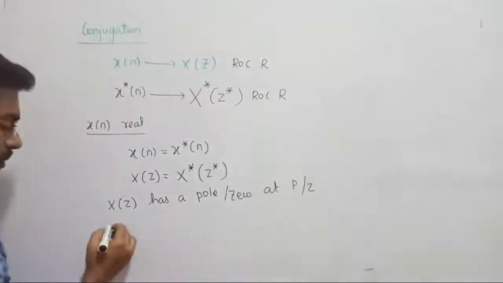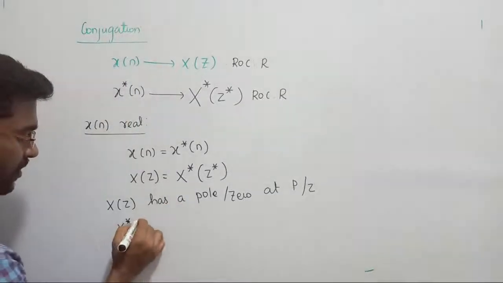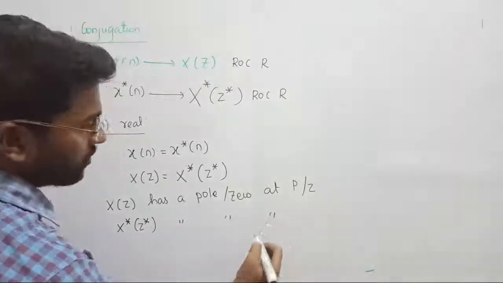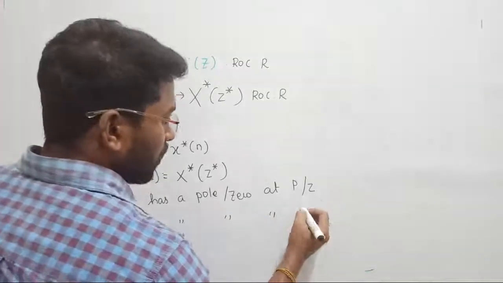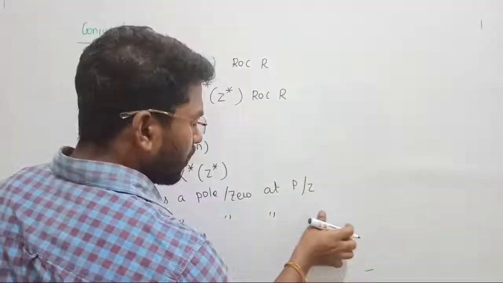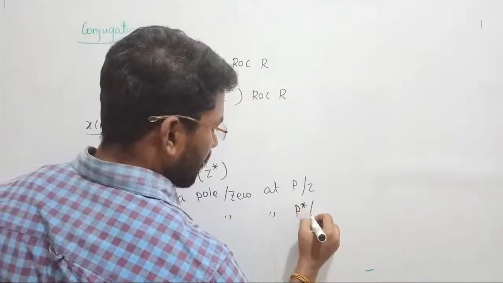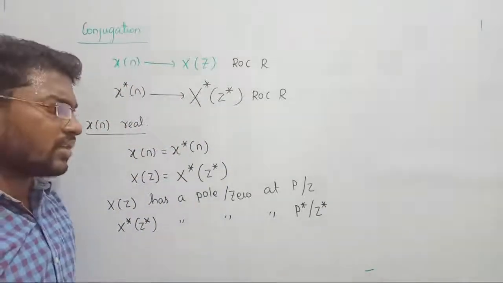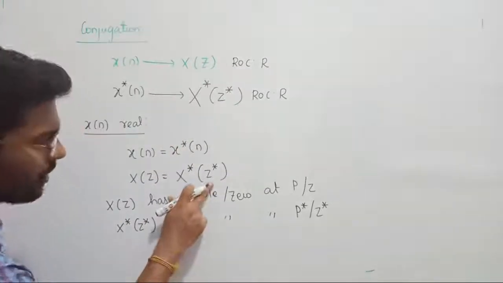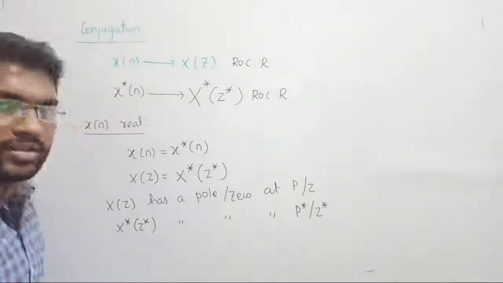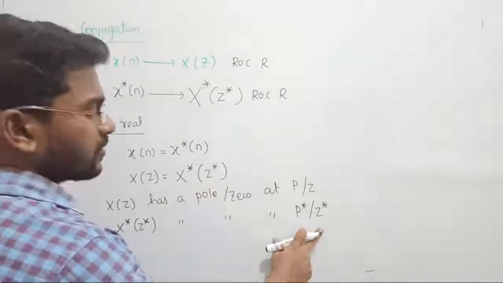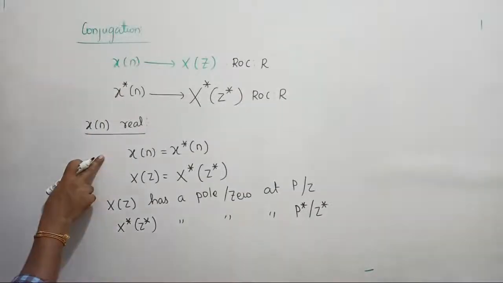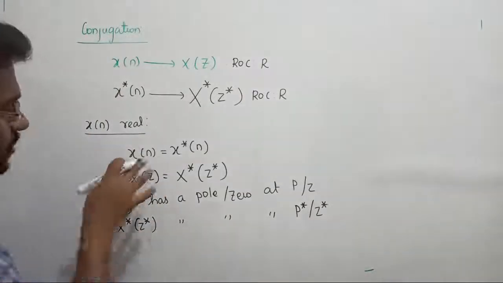Clear? Then at the same point, X conjugate of z conjugate also has a pole or zero at P, z. Or we can also define it in terms of P conjugate and z conjugate. I hope these are clear to you all. If I take reciprocal, then what will happen? 1 by P conjugate, 1 by z conjugate. Clear? Yes. So this is when x of n is going to be real.